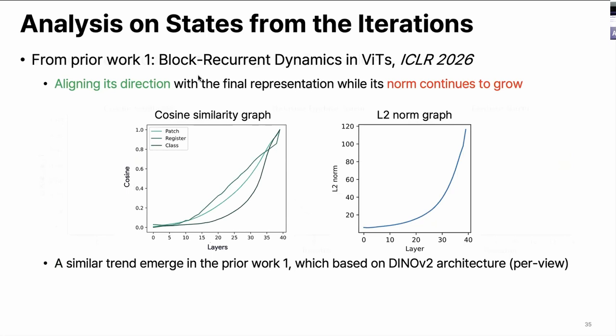This behavior is also similar to that of prior work on block recurrent ViT I mentioned in the introduction. In this work, they also observed that feature directions can become more aligned while norms continue to grow. And this suggests that this trend may be a broader property of transformer depths, and transformers may use depths to rotate or align representations in feature space, rather than simply converge to a fixed magnitude.